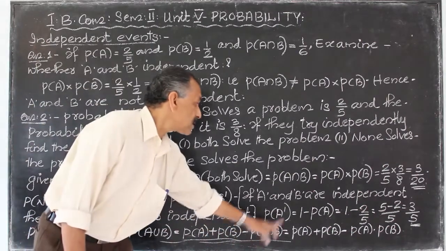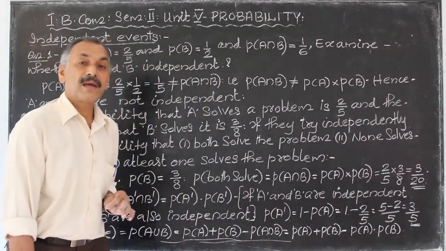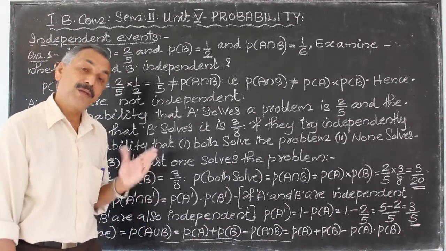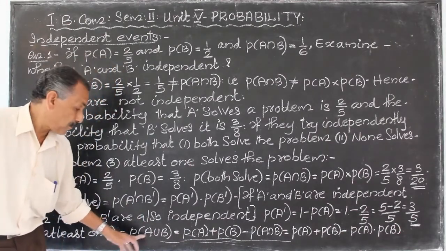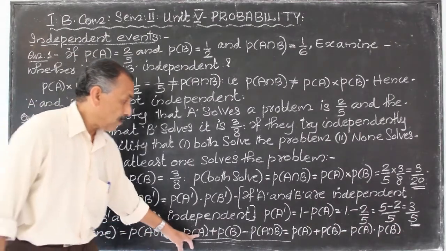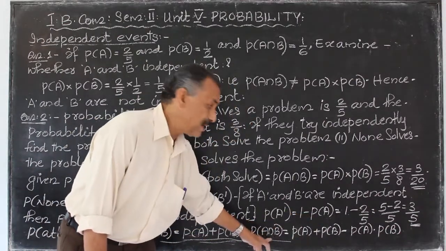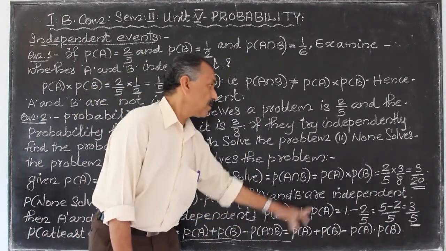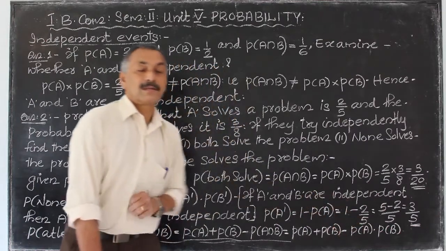What is P of A intersection B? P of A into P of B. A and B are independent, so probability of A intersection B is equal to P of A into P of B. That is, probability of at least one, P of A union B, is equal to P of A plus P of B minus P of A intersection B, which is P of A into P of B. P of A value 2 by 5, plus 3 by 8, minus 2 by 5 into 3 by 8.